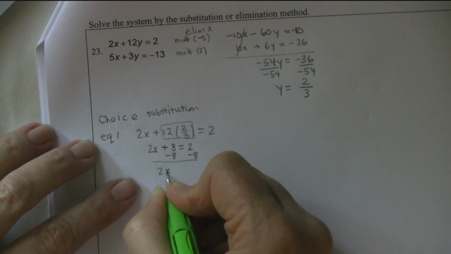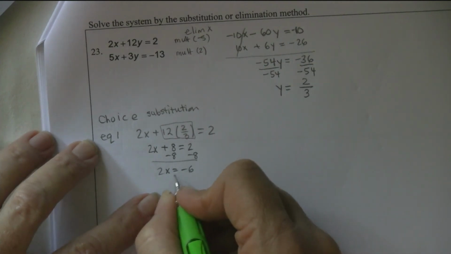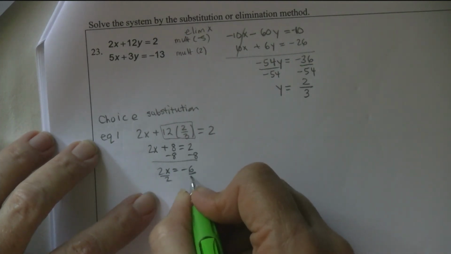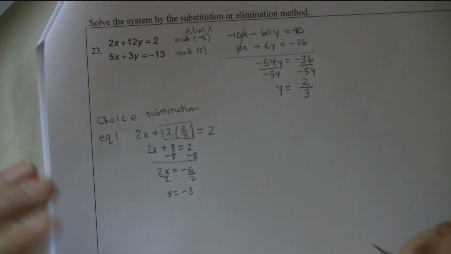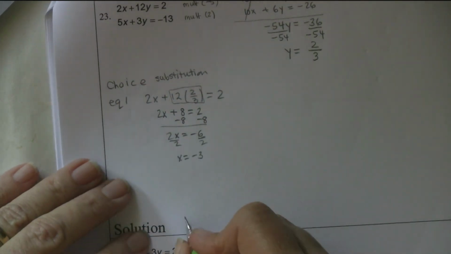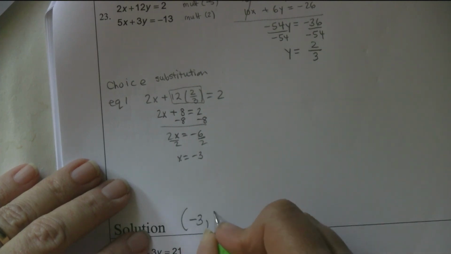So I get 2x equals -6. So I'm going to divide by 2, and I'm going to get -3. And we're like, hot diggity dog. Now I know x and I know y. And my solution then is (-3, 2/3).